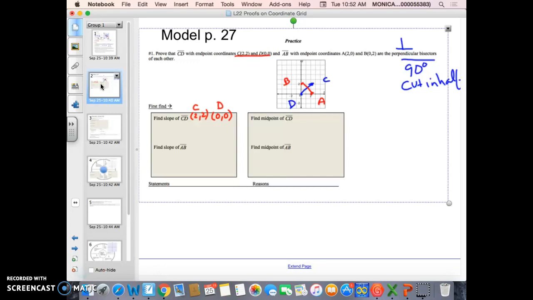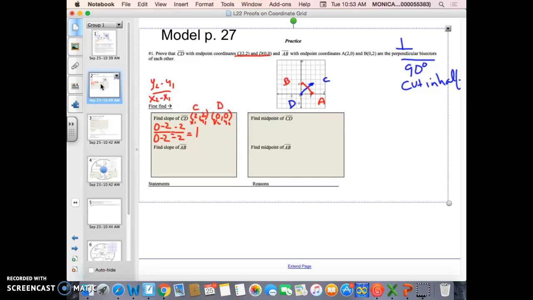So remember the slope formula is y2 minus y1 over x2 minus x1. So this is x1, y1, x2, y2. So this is going to be 0 minus 2 over 0 minus 2, and that's negative 2 over negative 2. So that is a slope of positive 1, because a negative divided by a negative is a positive.